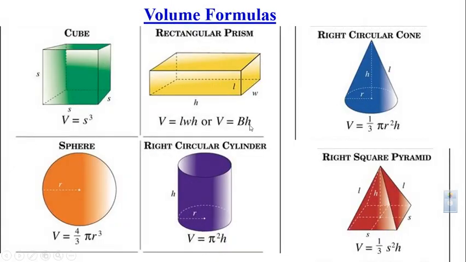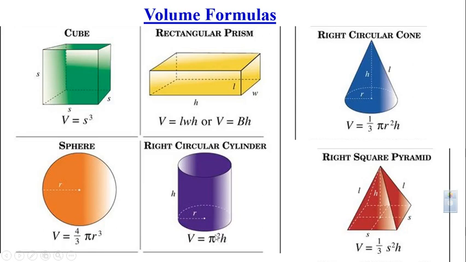And also some volume formulas. Volume of a cube is the length times the width times the height. Volume of a rectangular prism, length times width times height. Volume of a sphere, 4/3 pi radius cubed. Volume of a right circular cylinder is area of the base multiplied by the height, and since the base is a circle, it's pi r squared h.